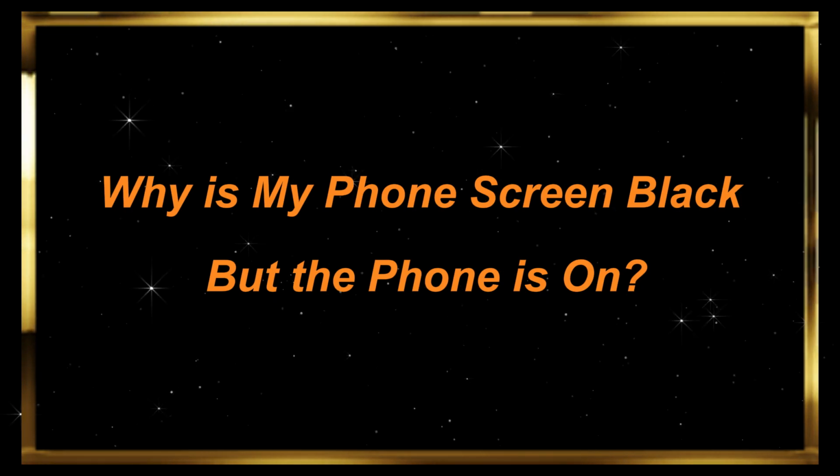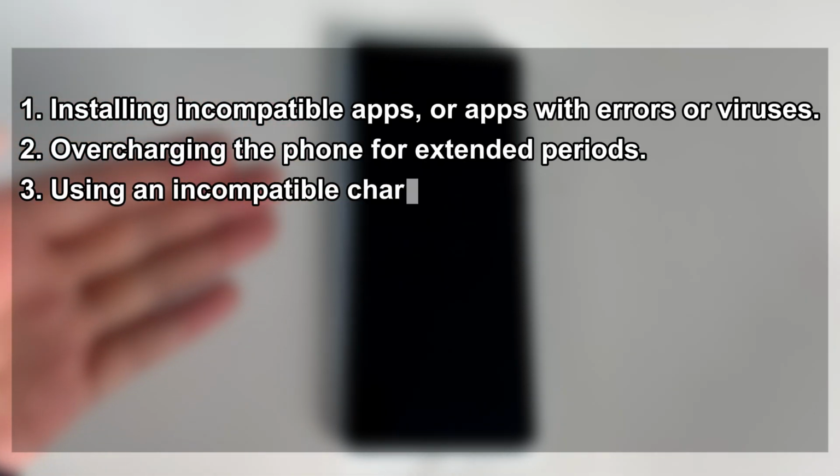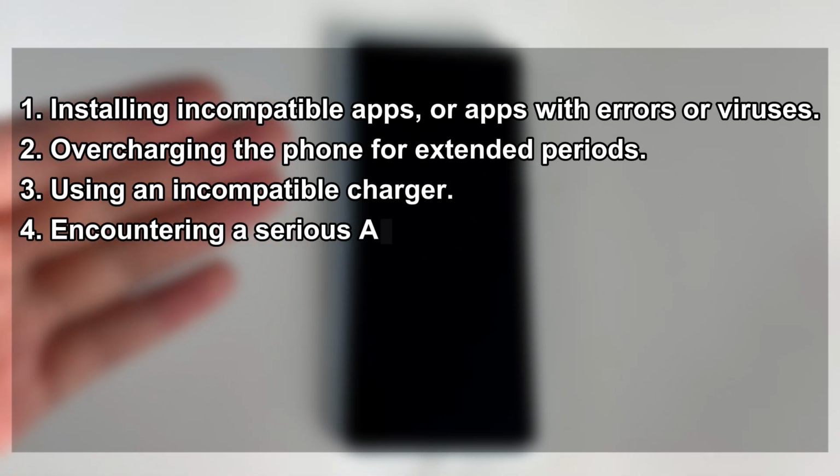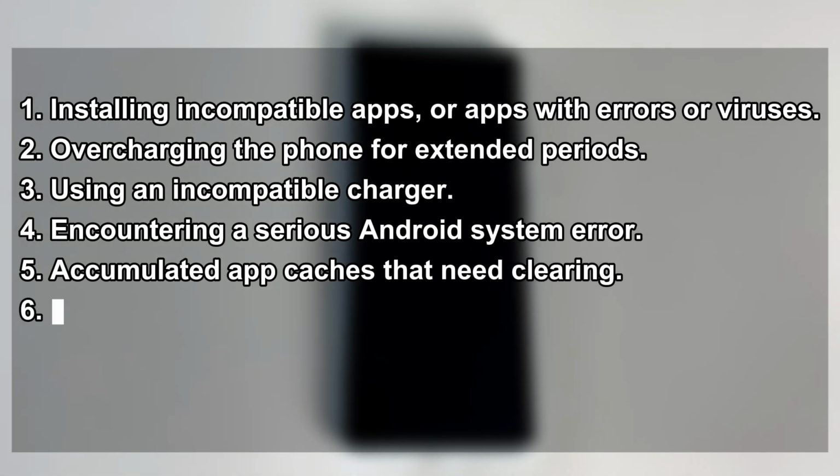Why is my phone screen black but the phone is on? 1. Installing incompatible apps, or apps with errors or viruses. 2. Overcharging the phone for extended periods. 3. Using an incompatible charger. 4. Encountering a serious Android system error. 5. Accumulated app caches that need clearing.